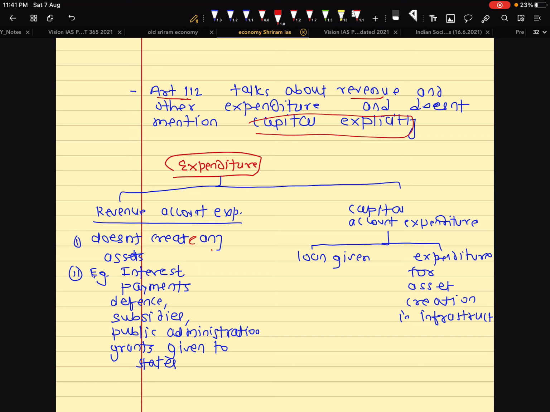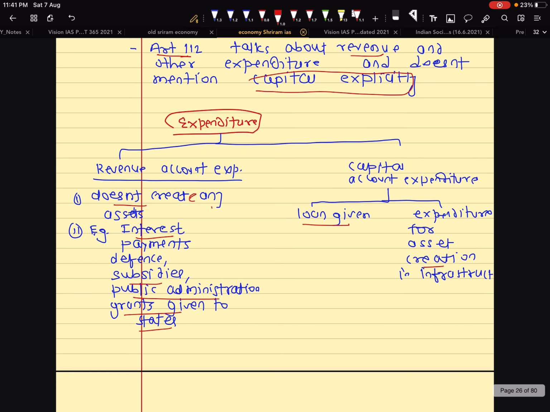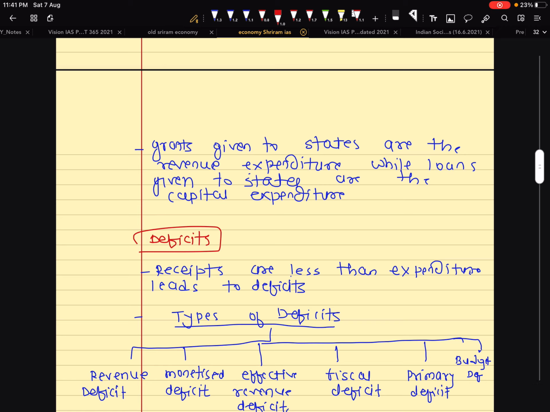Revenue account expenditure doesn't create any assets, we know that. It consists of interest payments, defense, subsidies, whatever money is given for food subsidy, fertilizer subsidy, or the money used for public administration, or grants given to the states. Remember, grants given to states come under revenue account expenditure. Then capital account expenditure: here the loans given, and expenditure for asset creation in terms of infrastructure, all this comes under capital account expenditure. Here the grants given to states are revenue expenditure, while the loans given to the states are capital expenditure. Remember, this is an MCQ, remember this.